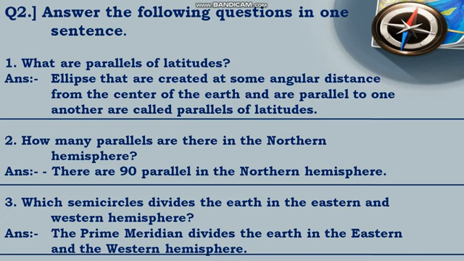Second, how many parallels are there in the northern hemisphere? Answer, there are 90 parallels in the northern hemisphere. Third, which semicircle divides the earth into the eastern and western hemisphere? Answer, the prime meridian divides the earth into the eastern and western hemisphere.